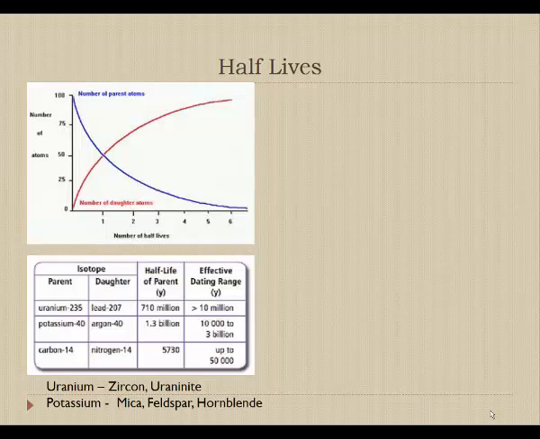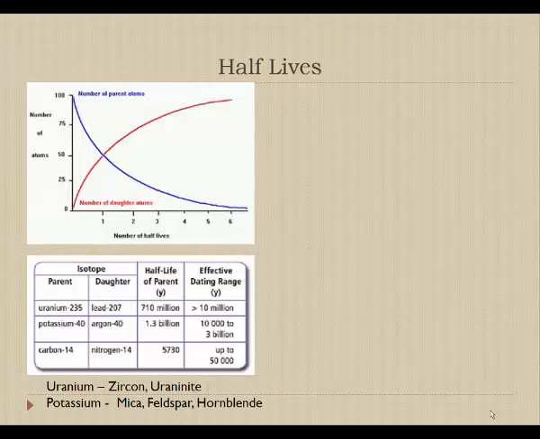Potassium is another common thing that we observe transforming in nature, and it's used in geology to allow us to make predictions about dating. Potassium-40 transforms to argon-40 with a half-life of 1.3 billion years. So you can see that a lot of these half-lives occur over really long periods of time.